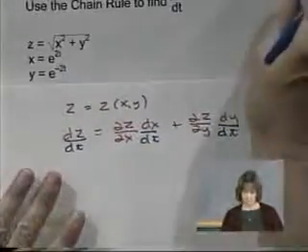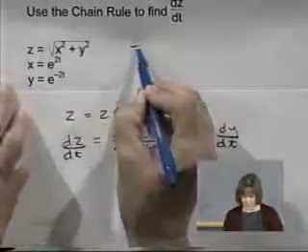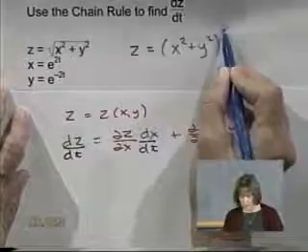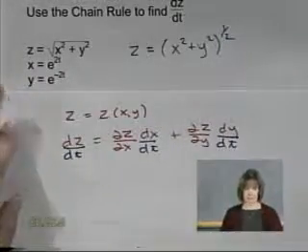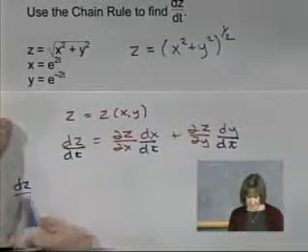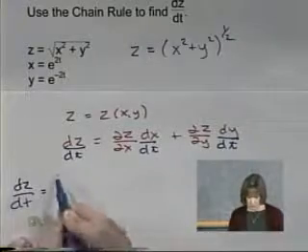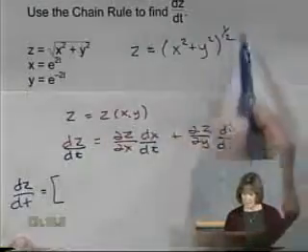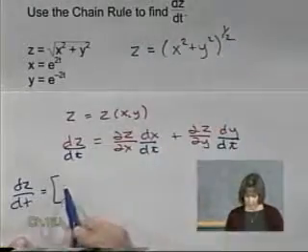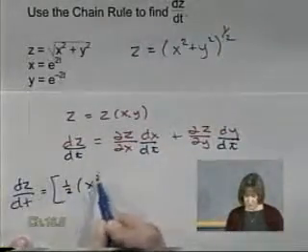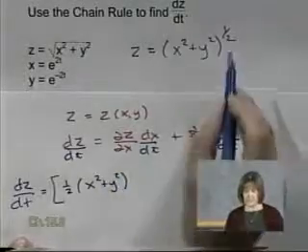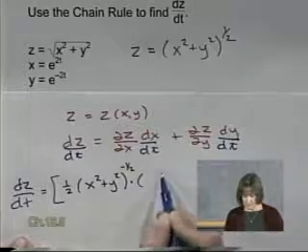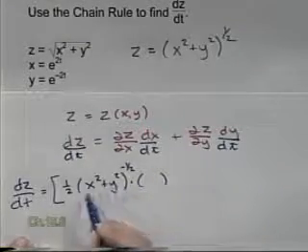Okay? Now I prefer to write my z here as x squared plus y squared to the 1/2. Okay? So my dz dt is going to be, now let's see, what's the partial of z with respect to x? Well, I want to take the partial of that with respect to x, bring down my 1/2, leave x squared plus y squared alone, decrease the exponent by 1, 1/2 minus 1 is -1/2, times the derivative of what's inside.